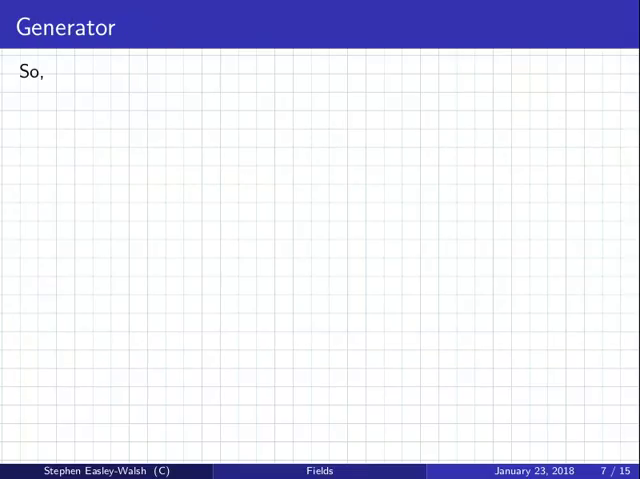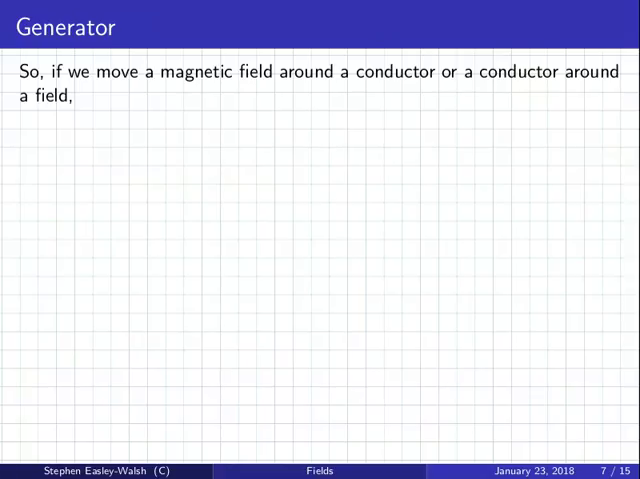Right. So, if we move a magnetic field around a conductor, or a conductor around the field, can we use this to generate power? Imagine this is the conductor, and this is the magnet, and if I move the magnet around the conductor, I make a voltage here. But that's the same as not moving the magnet, but moving the conductor. So, could you do this to make electricity? The answer is yes. This is how they make electricity in power plants.